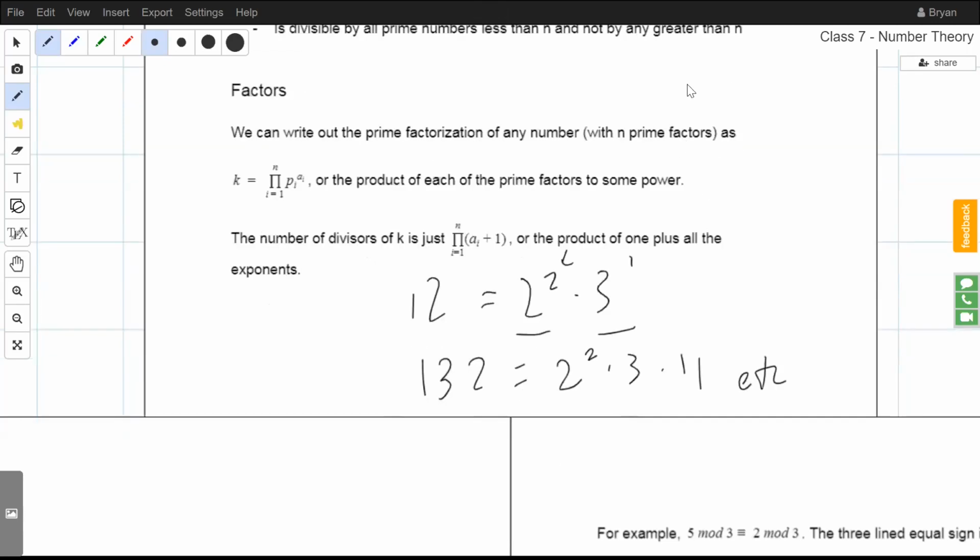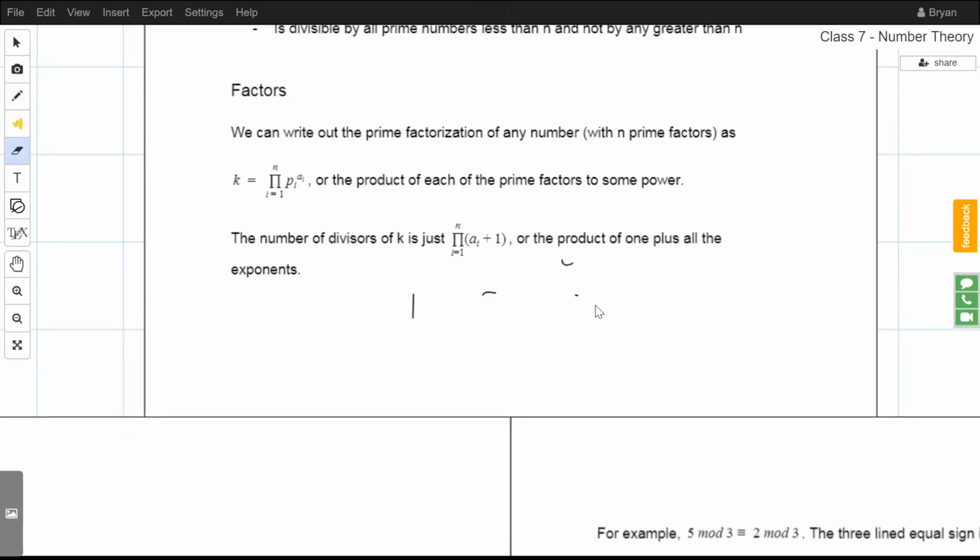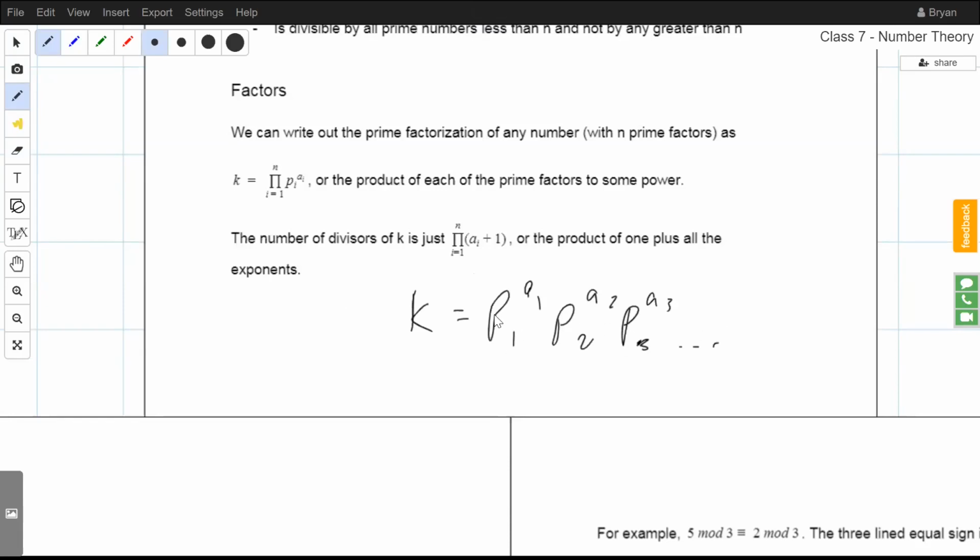Right? And basically, what you need to know is that if a number, let's call it k, is a product of a lot of primes to a lot of different powers, p1 to the a1, p2 to the a2, p3 to the a3, and so on, where these are different prime numbers and positive integer powers, then the number of divisors of this number, and by divisors I mean all numbers that when you divide k by that number, leave a remainder of 0, including 1 and k, is just going to be a1 plus 1 times a2 plus 1 times a3 plus 1, and so on, until you get to the last exponent.